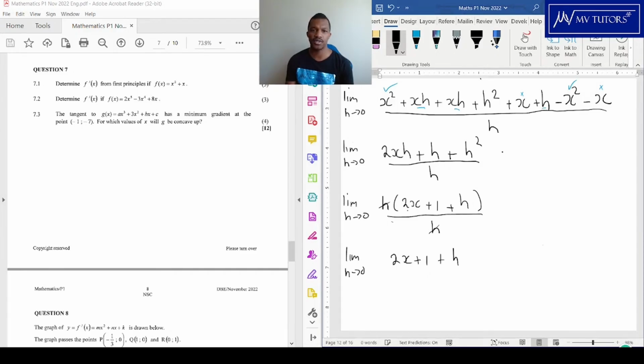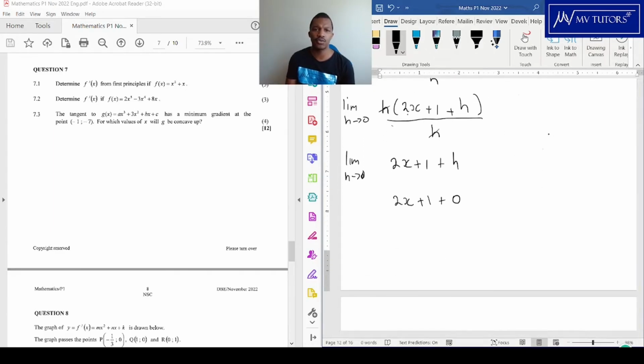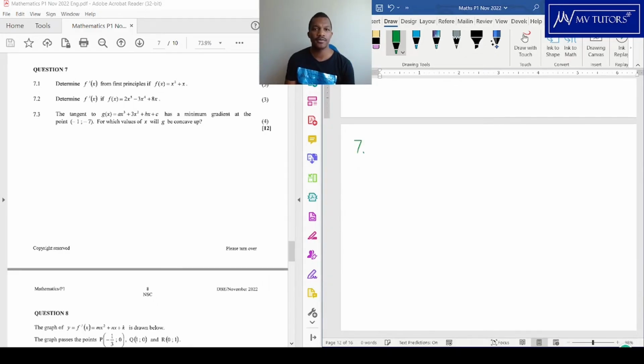Now I can substitute where there's an h, I substitute 0. So to complete this, I will have 2x plus 1. Where there's an h, I substitute a 0, which means now, from first principles, the derivative of f of x is therefore what I'm left with, which is 2x plus 1. There we go. Let's do 7.2 now.